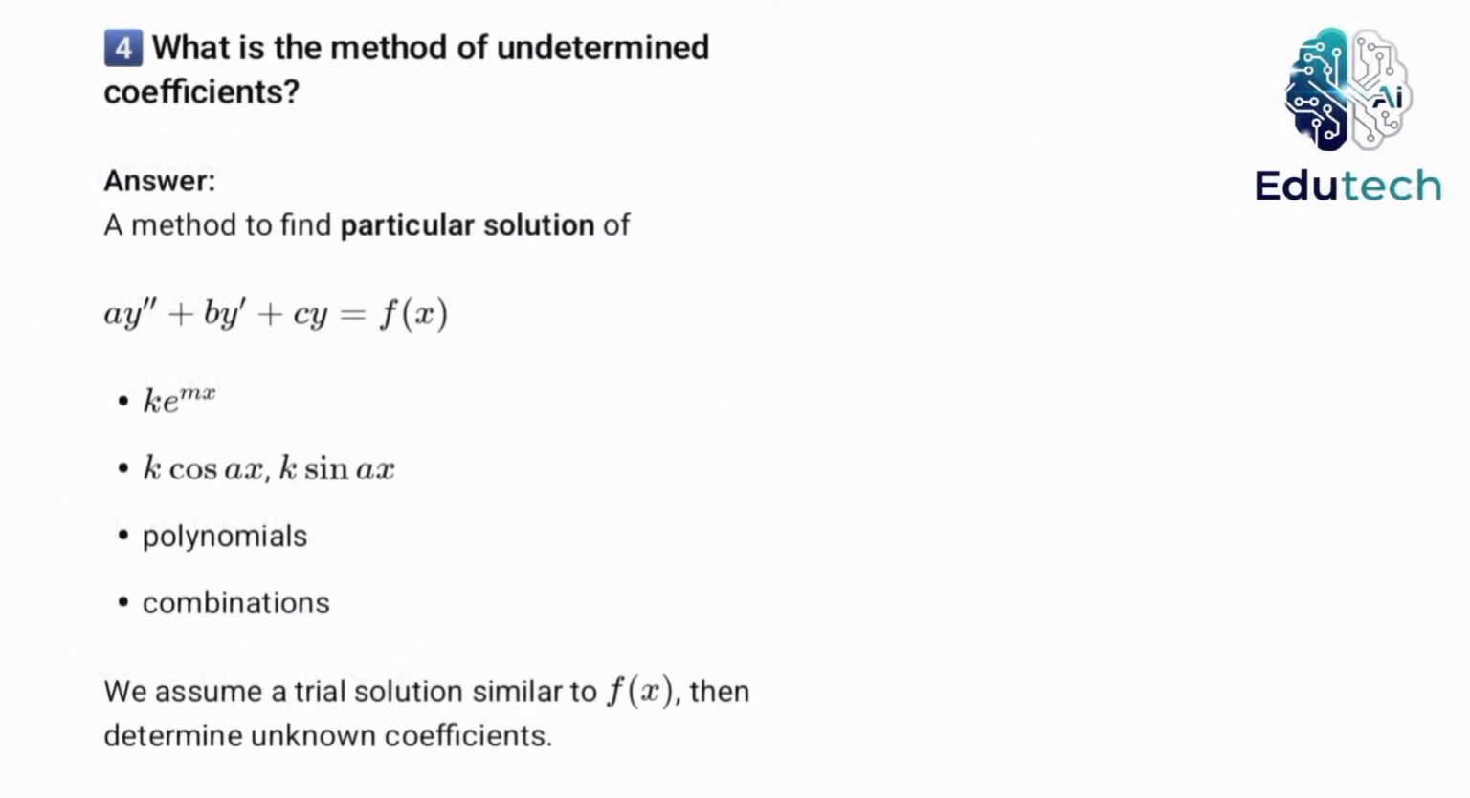What is the method of undetermined coefficients? A method to find the particular solution of ay'' + by' + cy = f(x). The forms of f(x) are k e^(mx), k cos ax, k sin ax, polynomials and combinations. So we can move on to the next question.